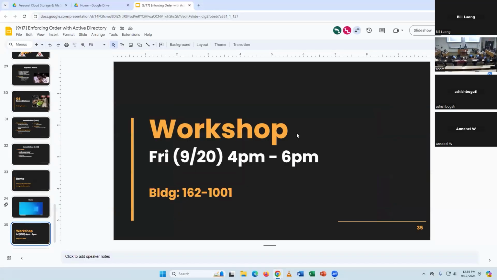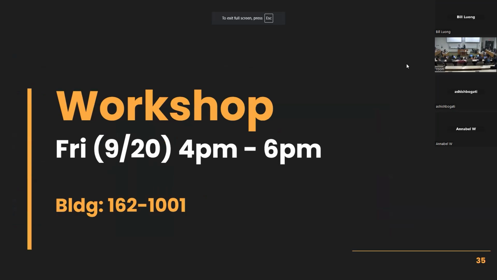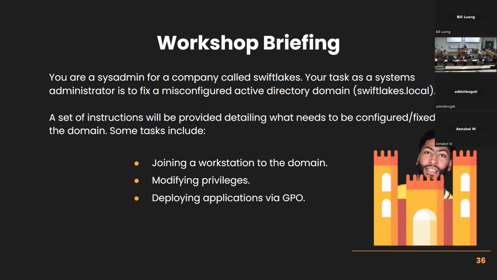All right, so Friday's workshop, from 4 to 6 at building 162, room 1001, which is over there, the big lecture hall. You'll be working as a sysadmin for a company called Swift Lakes, and you'll be tasked to configure one Active Directory domain, as well as fix any misconfigurations. Some tasks you'd be doing are joining a workstation to the domain, which I previously showed, modifying user privileges and group privileges, as well as deploying applications via group policy management.